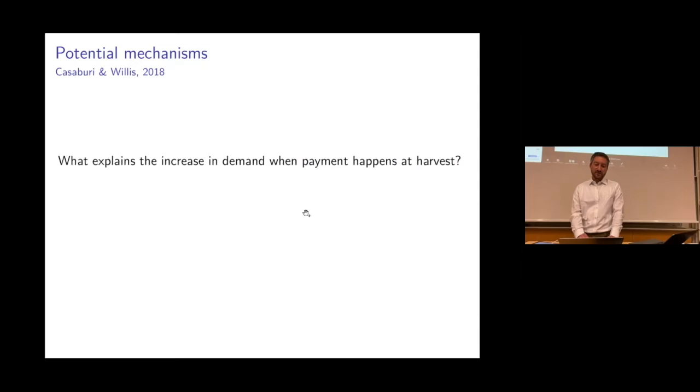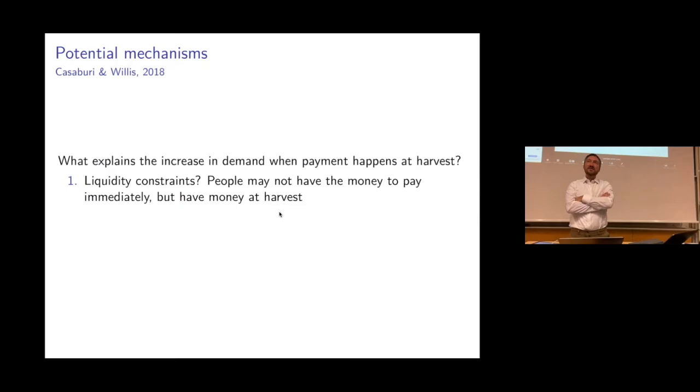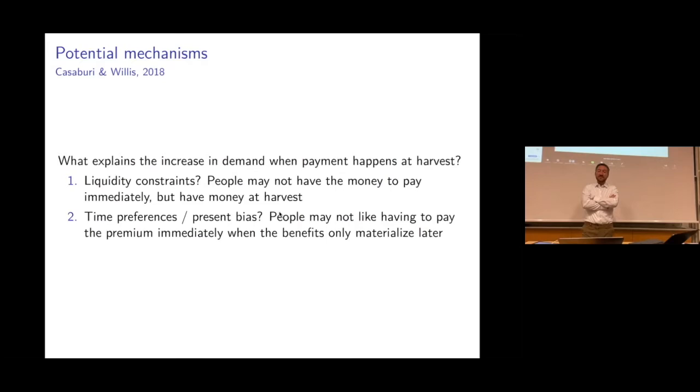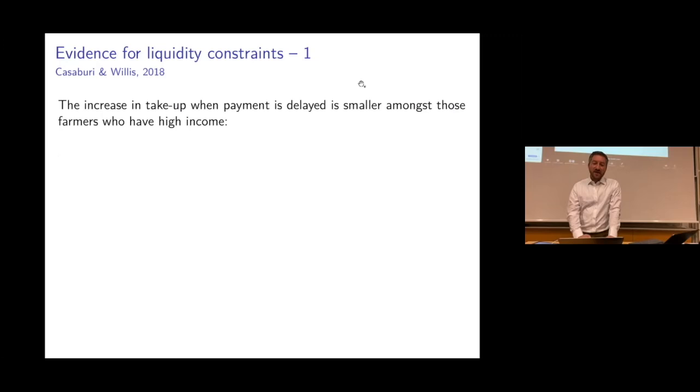Okay, so let's think about two mechanisms. The first one is liquidity constraints. It might be that people just don't have the money to pay upfront, and it's only at the time of the harvest that they have enough money to pay for the product. They want the product all along, but at the time that they're being offered it normally, they just can't afford it. The second possibility is time preferences or present bias. People may just dislike having to pay the premium immediately when the benefits only materialize later. Let's think through these two possible explanations. I'll show you two pieces of evidence to suggest that liquidity constraints play a partial role, and then one piece of evidence to suggest that present bias also matters.